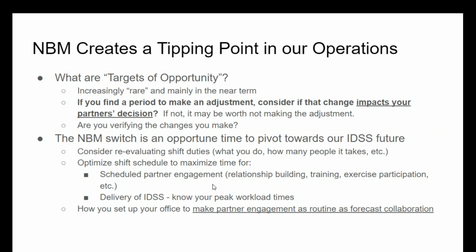So if you're trying to determine whether a forecast period you're looking at, where you're maybe contemplating making a change, is a target of opportunity, it's important to ask yourself a couple questions. One of the most important questions is, if I make this change to the forecast, is this change actually going to impact the decision-making process of my partners? And if the answer ends up being no, probably not, me tinkering a couple degrees isn't really going to change my partner's decision-making process, then it's probably not worth making that adjustment.